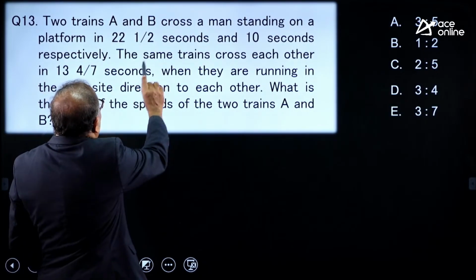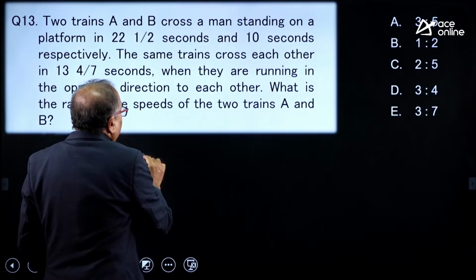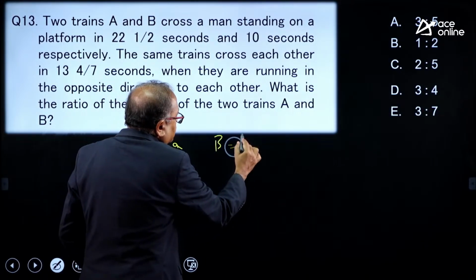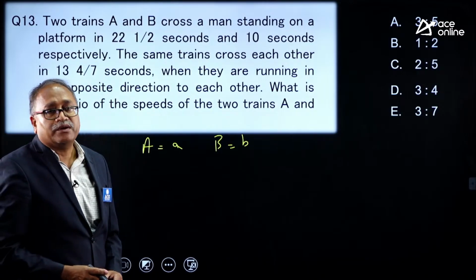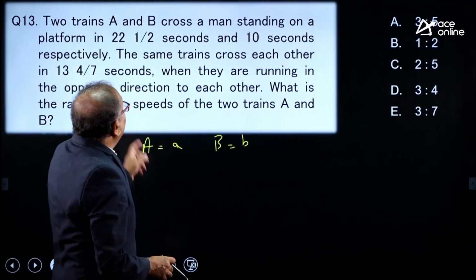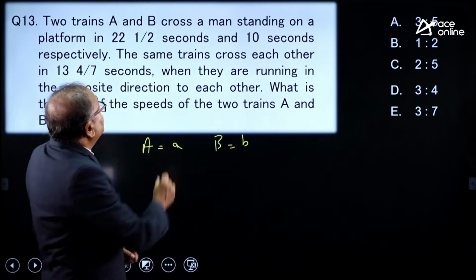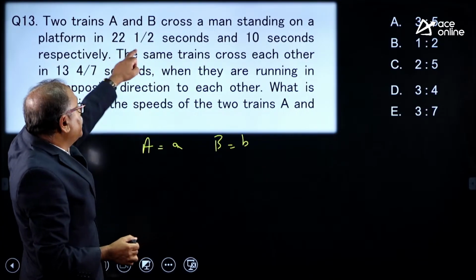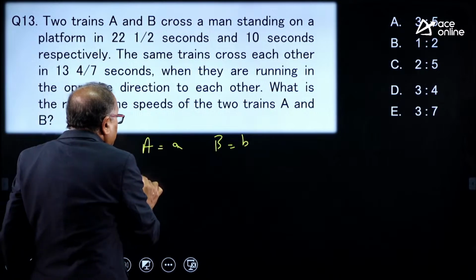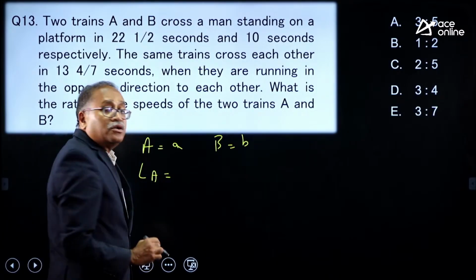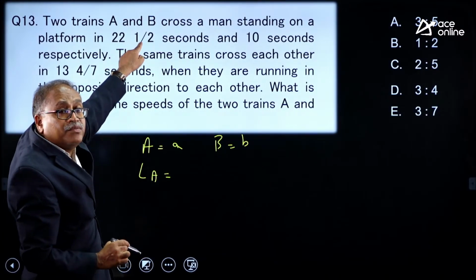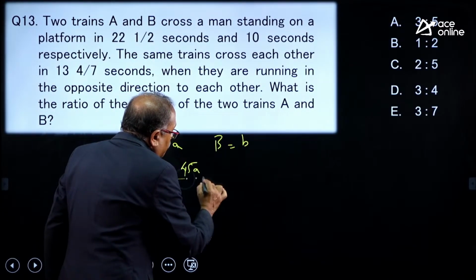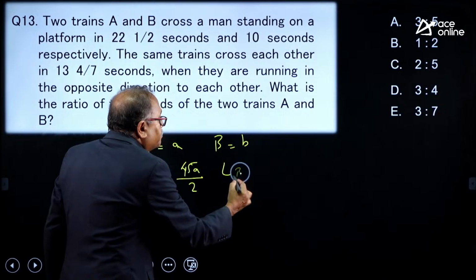Now, let us assume that the speed of A is A and the speed of B is B. We know the length is equal to speed into time. Crossing a standing man in 45 by 2 seconds, what is the length of train A? The length of train A is the speed into time, that is 45A by 2.